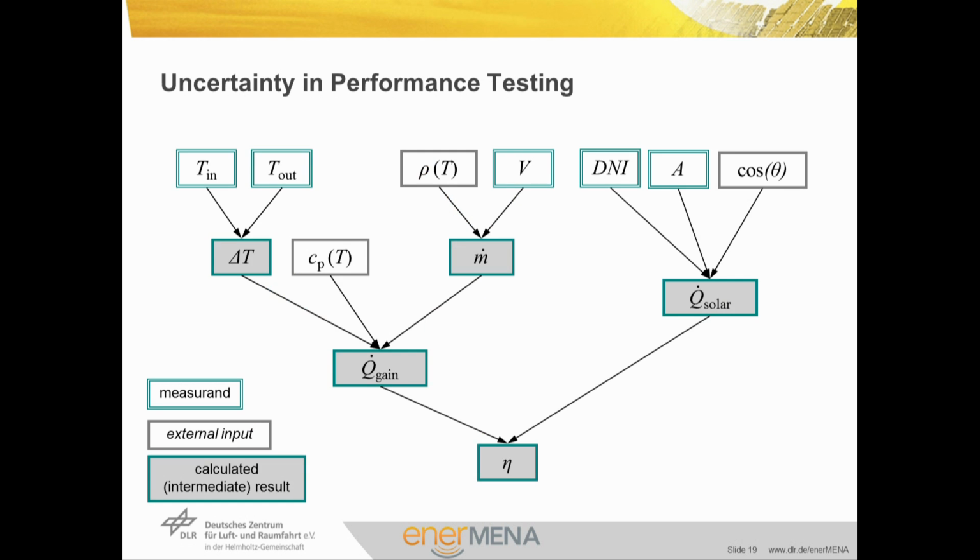Due to the number of measurements involved, the evaluation of an uncertainty budget for performance tests is more complex than that of the exemplary DNI measurement. As illustrated by the schematic, uncertainties are first evaluated at the level of measurements, then combined to intermediate quantities like temperature difference or solar power, and further combined until the derived target quantity like efficiency or useful heat is obtained.